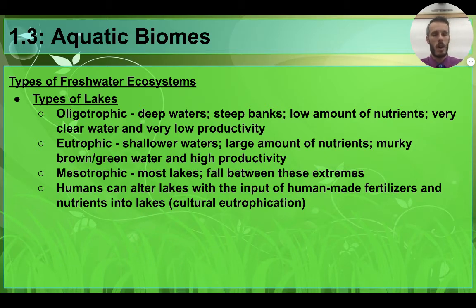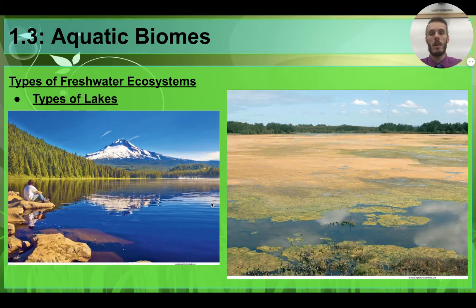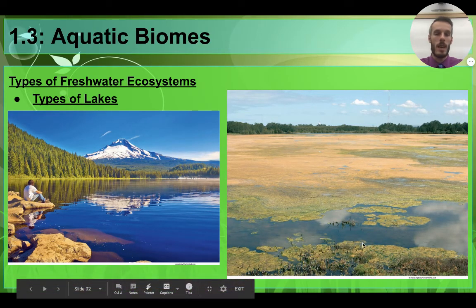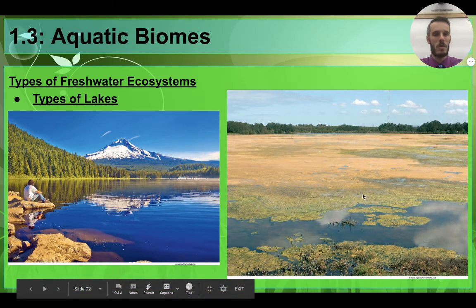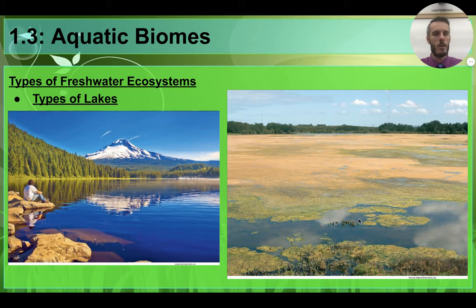All right. And like I said, humans can alter lakes by adding fertilizers, not on purpose, but on accident, just due to runoff. And that can lead to what is called cultural eutrophication, which is where there is a lot more productivity because of the input of these fertilizers. So here we've got our oligotrophic lake. Here we have these mats of algae. Looks gross, but lots of productivity here due to an excess of nutrients.